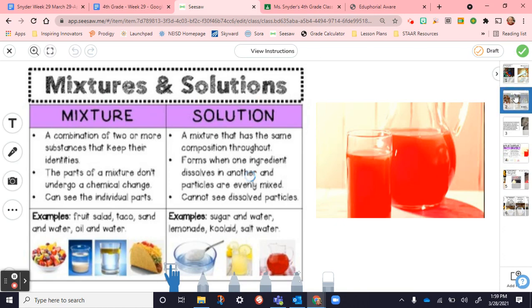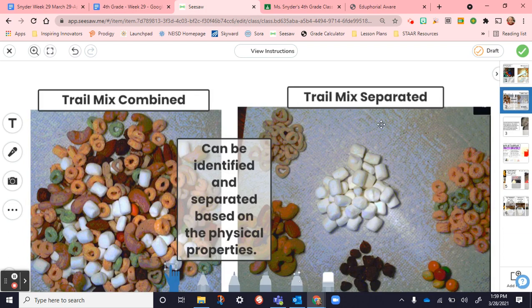Like in our trail mix, I could see the marshmallows. They kept all those properties, so I could see, okay, everything over here that is white and fluffy and soft and has that kind of cylinder shape, I'm going to put it all together and separate it because I know those are all the marshmallows. And I know these are all the nuts, and these are all the cereal, and these are all the chocolate chips, based on all the properties that they share: the size, the color, the shape, the texture, all of that.